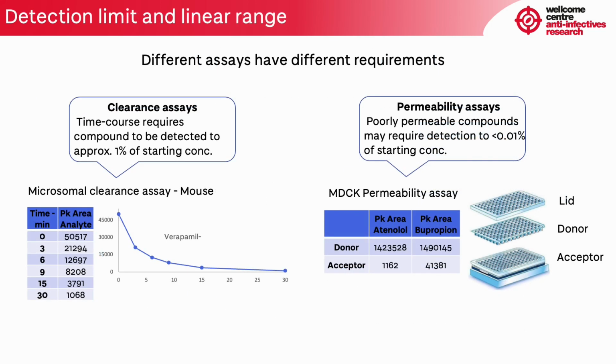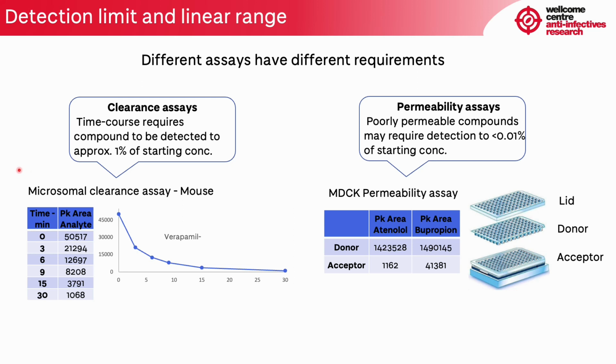As noted from the previous slide, it's important to check detection levels for compounds in terms of signal-to-noise, but the question of detection levels can also be looked at in terms of assay requirements. For the example here, we'll compare a microsomal clearance assay with a permeability assay using MDCK cells. For clearance, we are trying to find the rate of turnover of a compound, and for highly cleared compounds, we generally need to see down to approximately 1% of the initial concentration in order to generate sufficient data points to give an intrinsic clearance value.